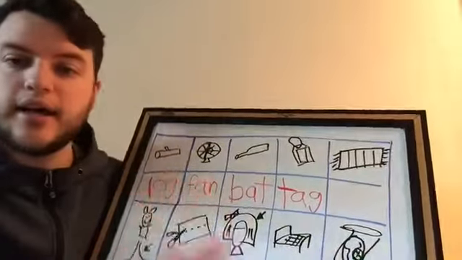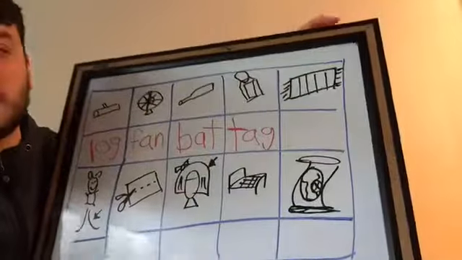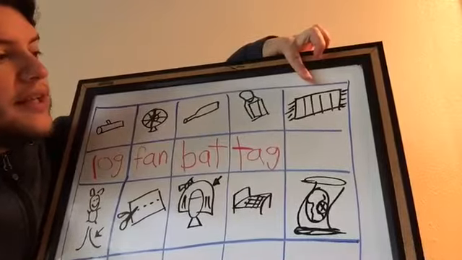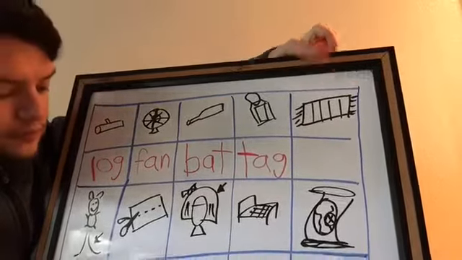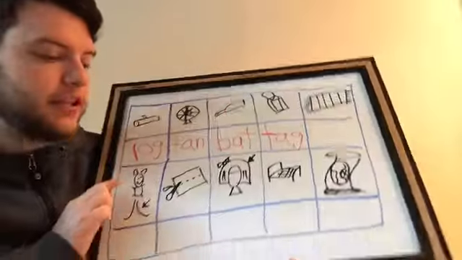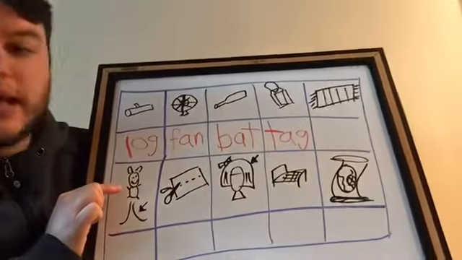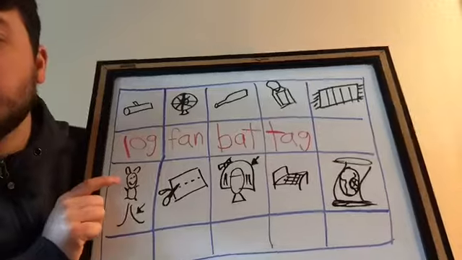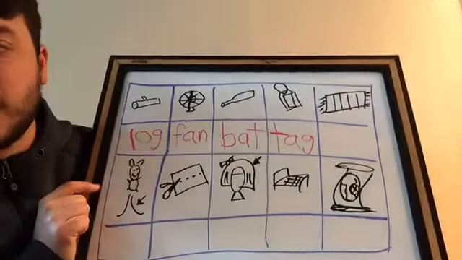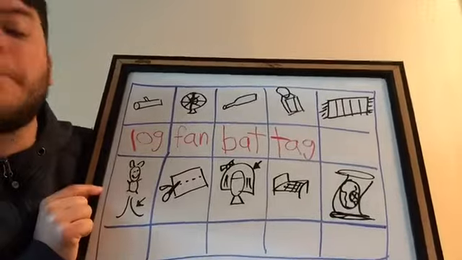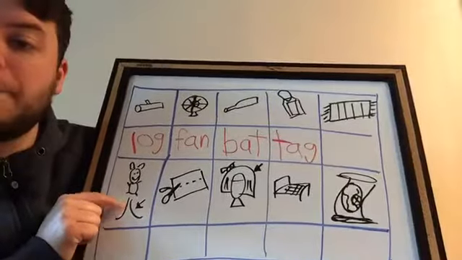Okay, the rest I'm going to let you figure out, but I will say what the words are. This word is rug. Rug. Down here, the picture of the bunny is not of the bunny. It's what the bunny is doing. Hop. Bunnies hop. The word is hop.